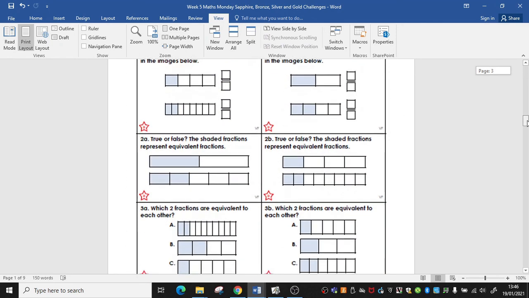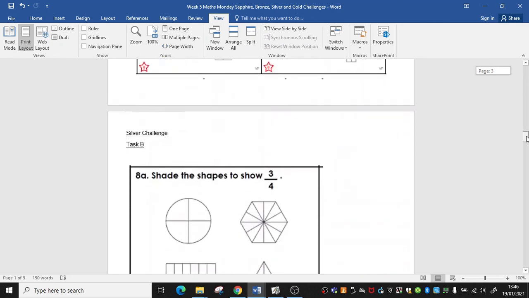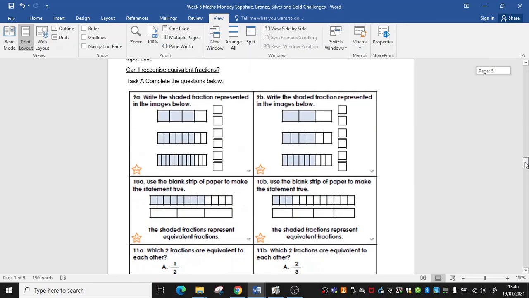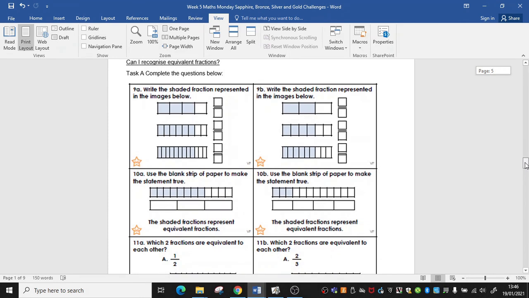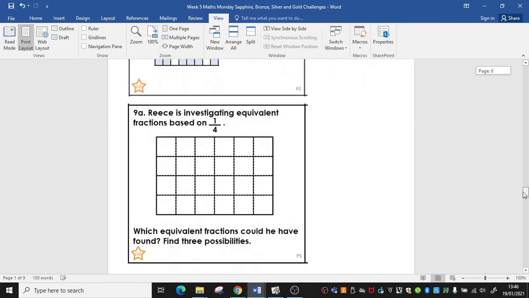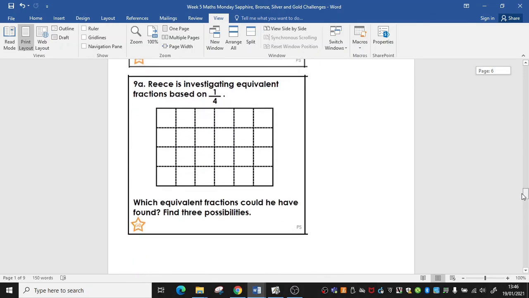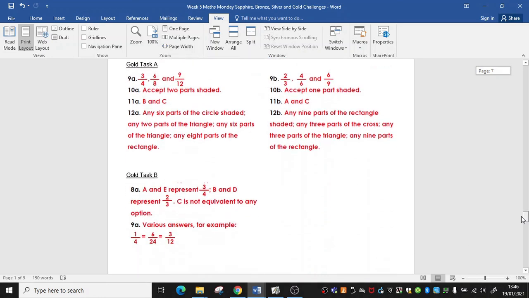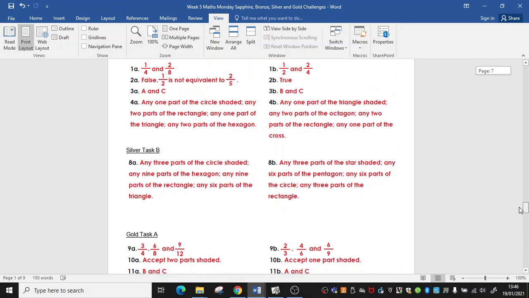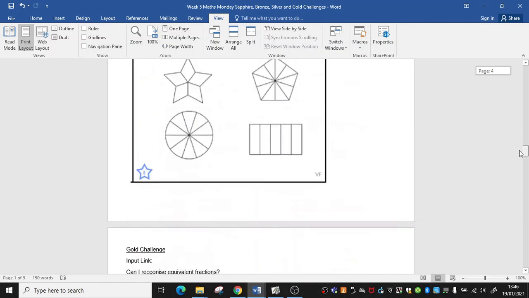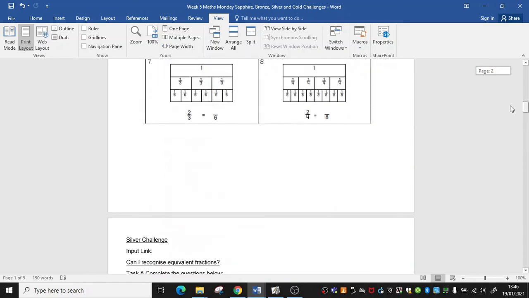Silver challenge, you have got a series of problems, and then you've got a task B as part of that. And then gold, you've just got a few more shapes to possibly shade. And again, you've got some challenges at the end. Now, if you're doing silver or gold, the answers to the questions are at the bottom. If some of those answers don't fully make sense, your teachers will still be marking this for you, but that might help. But we've not provided answers today for the bronze and sapphire.